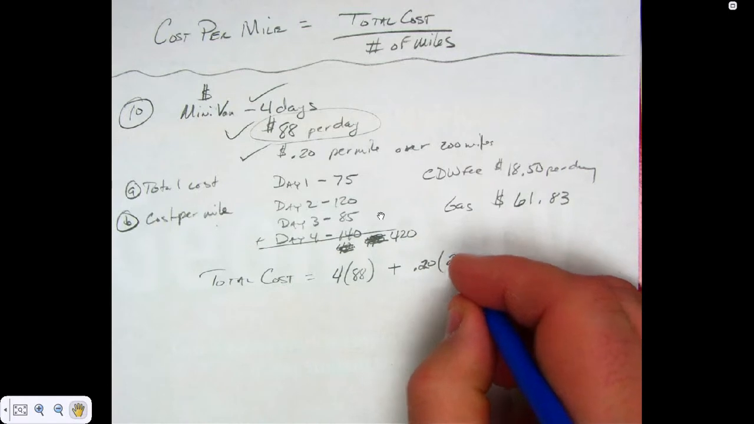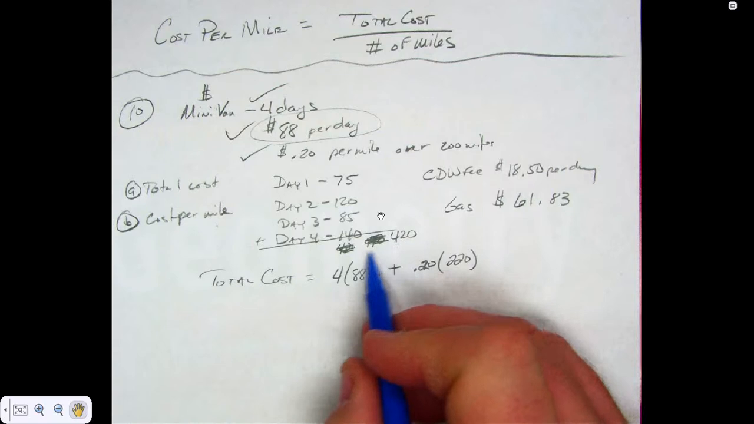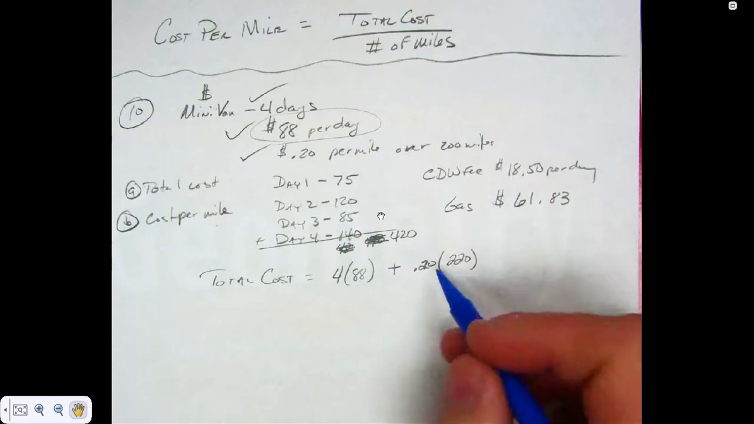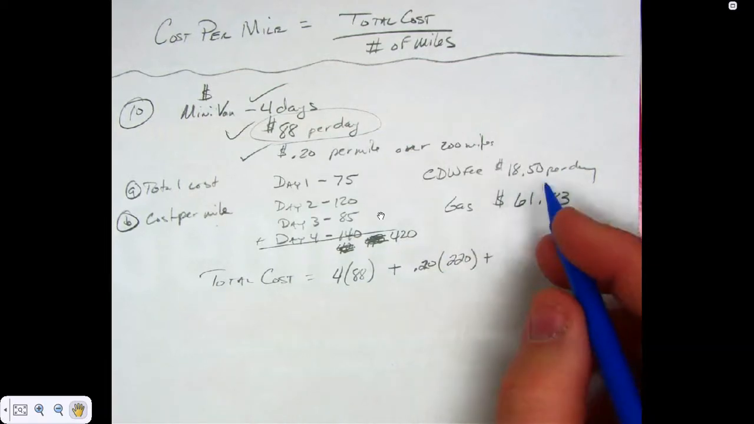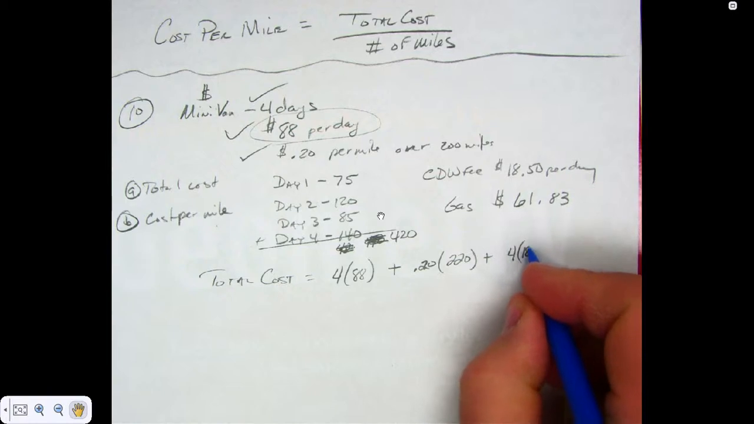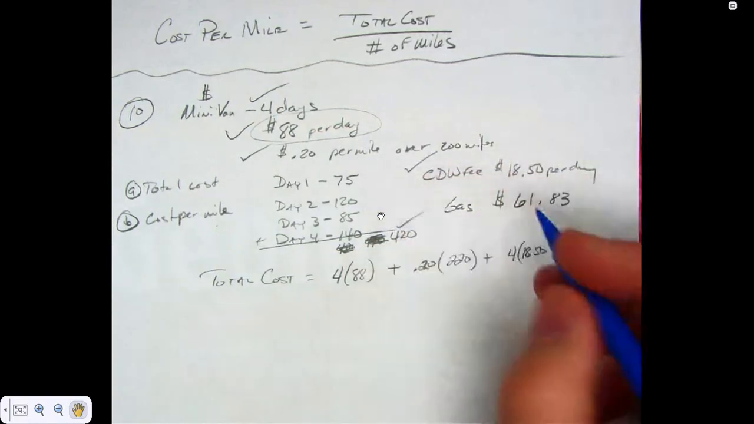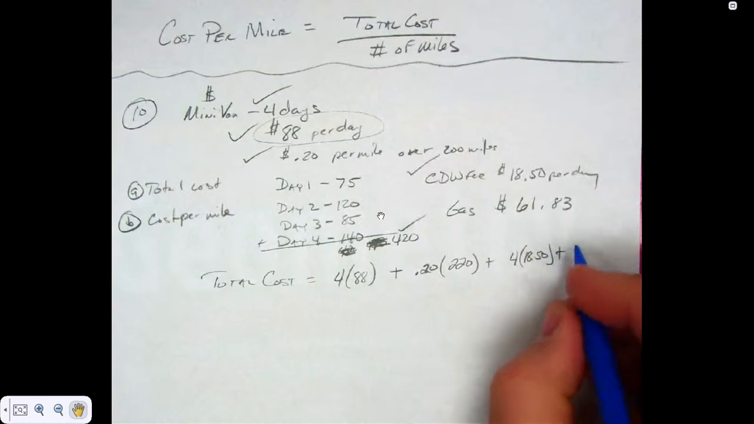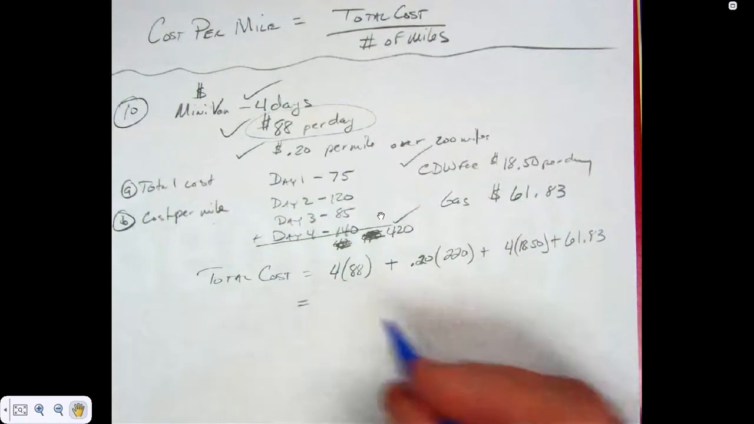220. Does everybody see how I got that? I subtracted 200 from 420, because the first 200 miles I don't have to pay 20 cents per mile, do I? Plus my CDW fee, which is what? $18.50 per what? So how many days? 4 days, $18.50. And then gas, which is what? $61.83. So let's just start simplifying.